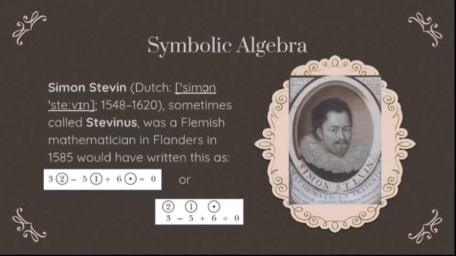Simon Stevin, born in 1548 and died in 1620, sometimes called Stevinus. He was a Flemish mathematician in Flanders, and in 1585 he wrote the same expression as 3 to the power of 2 minus 5 to the power of 1 plus 6 constant equals 0. Unlike the first two mathematicians that we tackled previously, Stevinus here wrote the square as number 2 inside a circle, exponent 1 or the rebus as number 1, and wrote a middle dot signifying 6 as a constant term. He used the plus and equal sign here and also used the minus sign, which was created by Recorde in 1557 and by Johannes Widman.